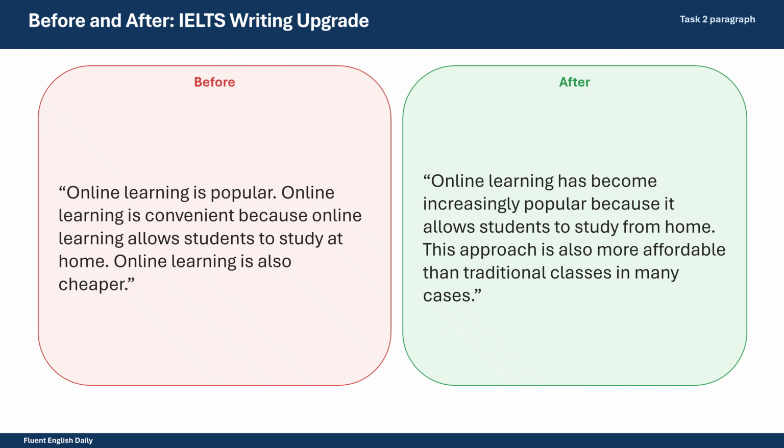This approach is also more affordable than traditional classes in many cases. The pronoun it refers back to online learning. The phrase this approach provides another clear reference. The phrase more affordable is more precise than simply saying cheaper, especially in formal writing. The sentence also compares online learning with traditional classes, which develops the idea more clearly. Notice that the main topic is still easy to identify. The paragraph avoids excessive repetition without becoming confusing.